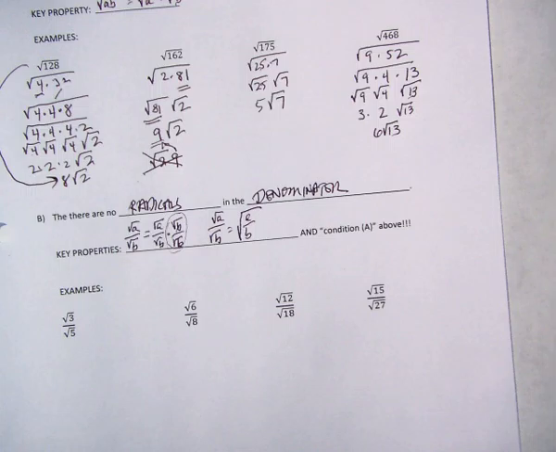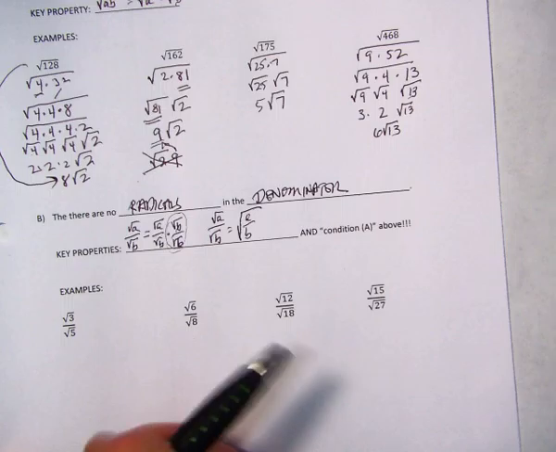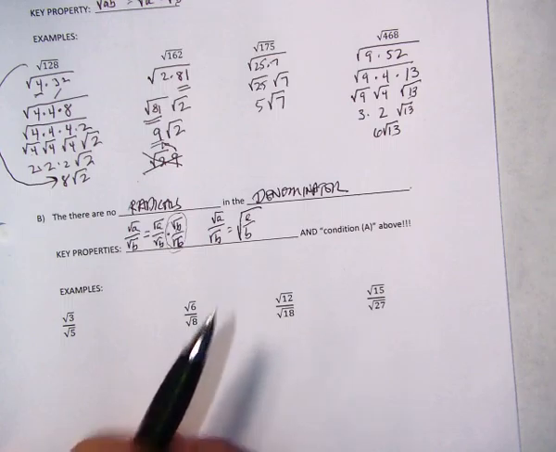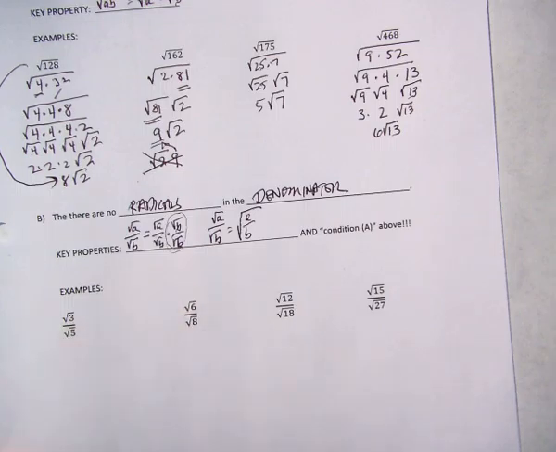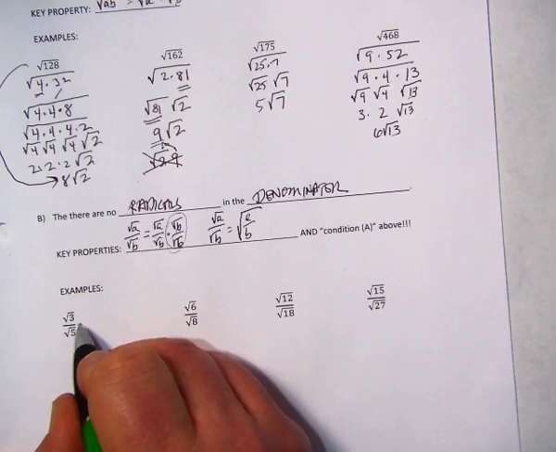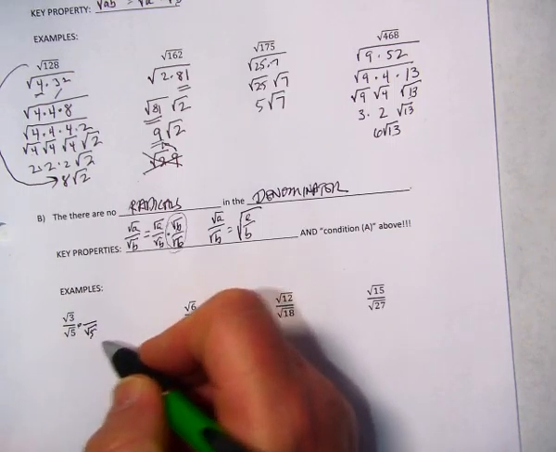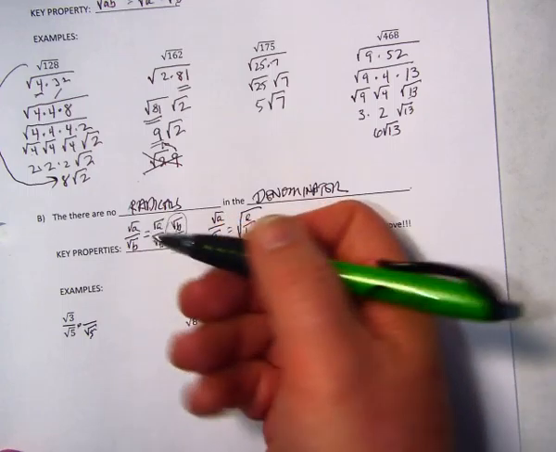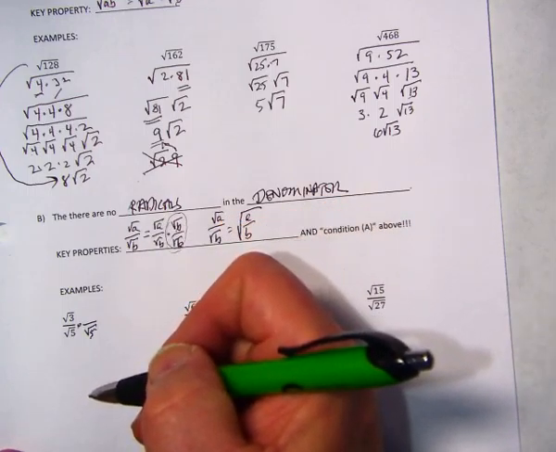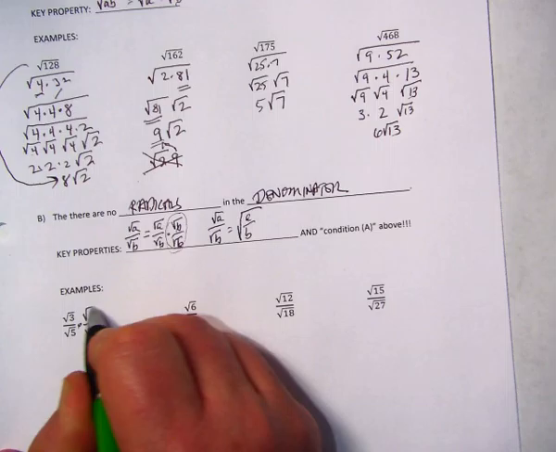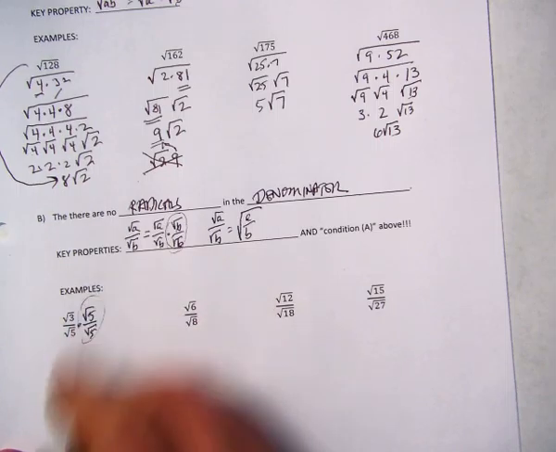Examples here in just a minute. So if we take a look at the first one right here, square root of 3 over square root of 5, and if we would like to simplify that, the easiest way to do this one is to take the denominator and multiply it by the square root of 5. But if we multiply the denominator by the square root of 5, we have to multiply the numerator by square root of 5. So there's our one that we're multiplying by.